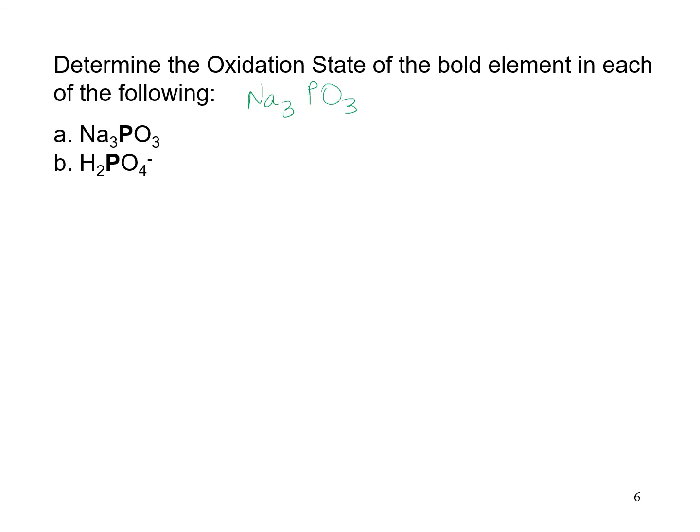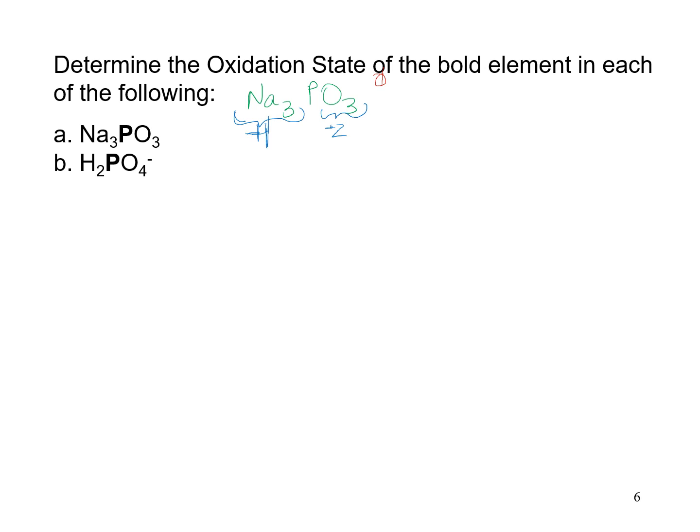From here, I should choose another pen color. So from here I know that oxygen would always be -2, each oxygen, and each sodium will always be +1. Okay, now how can you solve for phosphorus? What is the total charge on this compound? This is a neutral compound, so now I know the total charge is always going to be equal to 0.